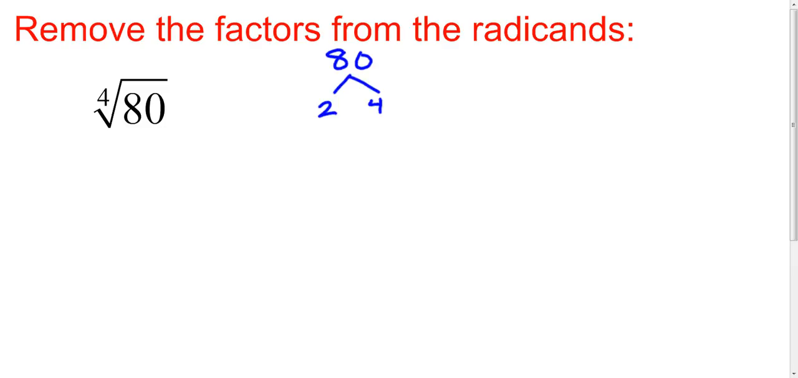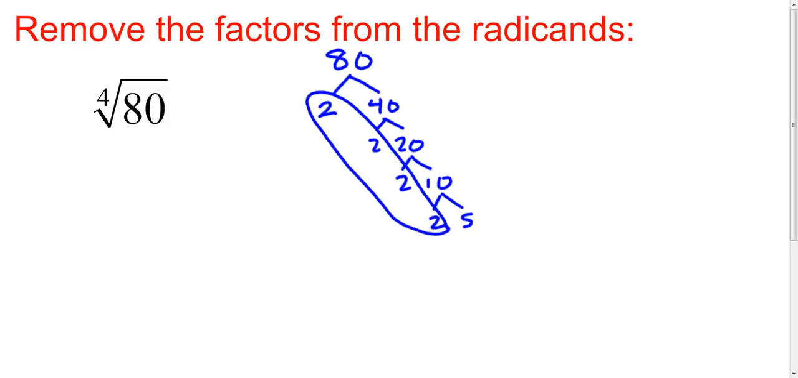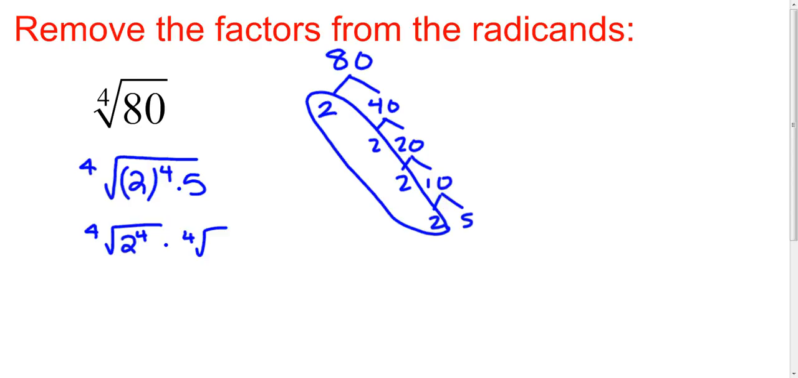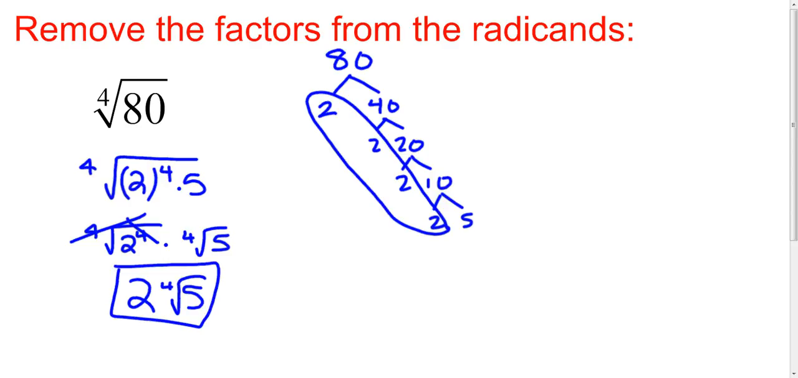So 80 is 2 times 40, 40 is 2 times 20, 20 is 2 times 10, 10 is 2 times 5, okay? Hopefully you can see that you have 4 2's here, so I can rewrite this as the fourth root of 2 to the fourth and then 5. Okay, I can think of this as the fourth root of 2 to the 4 and the fourth root of 5. This can undo itself, so I'm going to have 2 times the fourth root of 5. And that's how that one gets simplified.